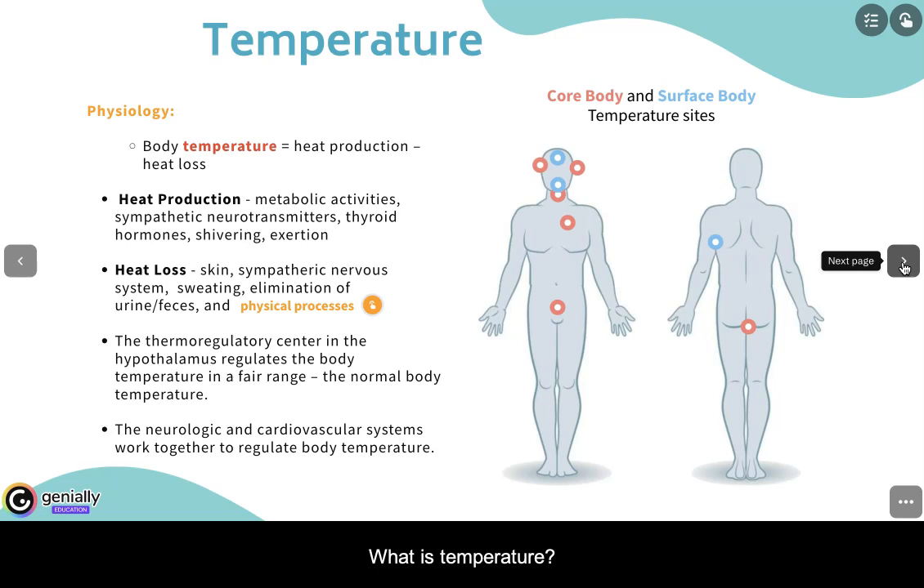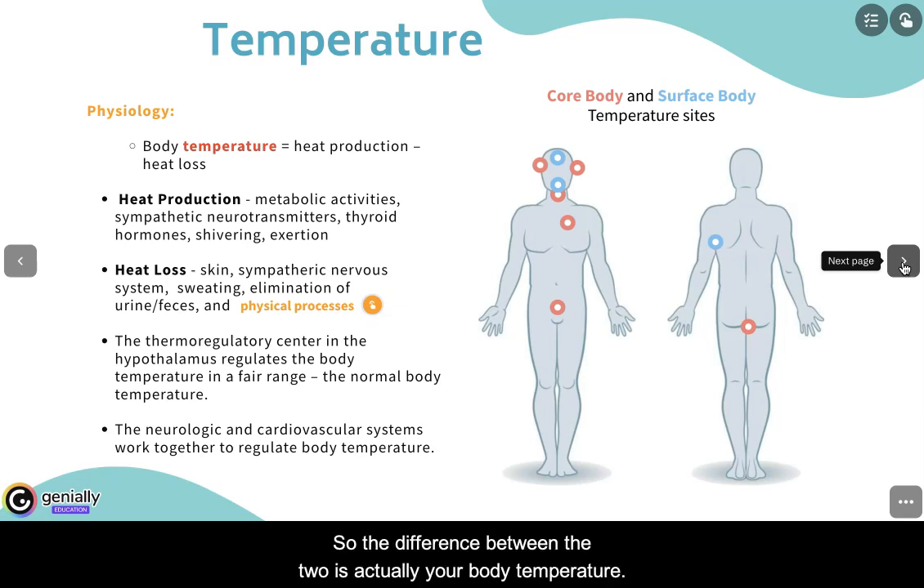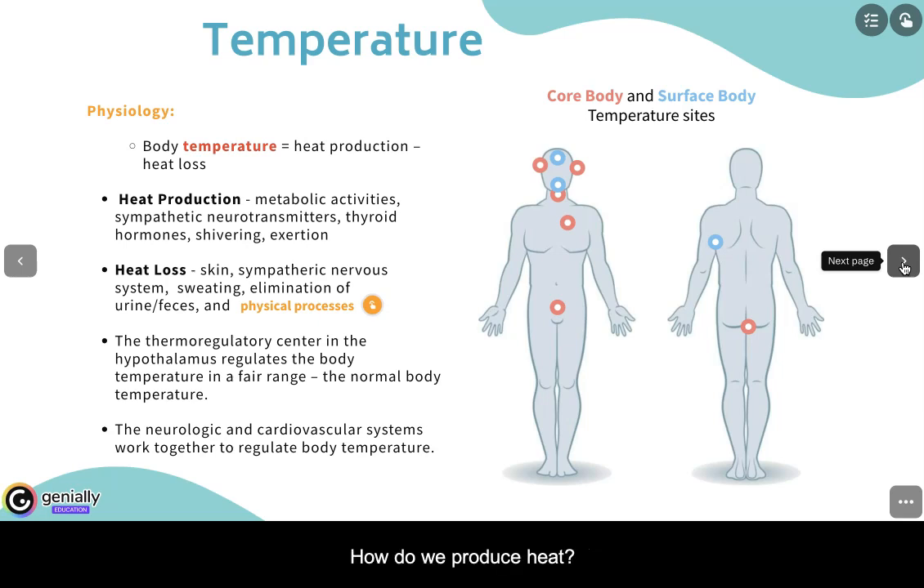What is temperature? Your body temperature is the production of heat in your body minus the loss of heat. So remember, our body is always producing heat and always losing heat. The difference between the two is actually your body temperature. How do we produce heat? Through metabolic activities, right? Eating, drinking, exercise, all these things. Sympathetic neurotransmitters, thyroid hormones, shivering, exertion, all of these things help us produce heat.